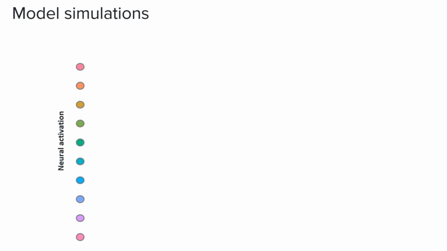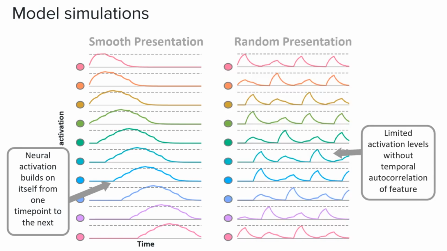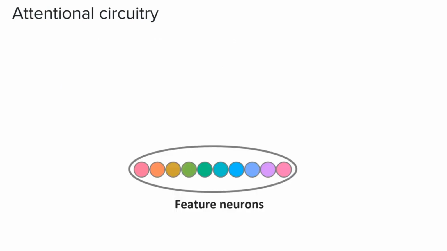When we simulate the activation of these neurons over time when presented with smooth feature change, what we see is that activation is able to build upon itself from one time step to the next. Conversely, when color changes randomly, there is no such relationship over time, and thus each neuron is limited in their overall activation. Finally, we have the attention neuron, which when excited over threshold sends excitation down to the feature neurons, who in turn send excitation back to the attention neuron.